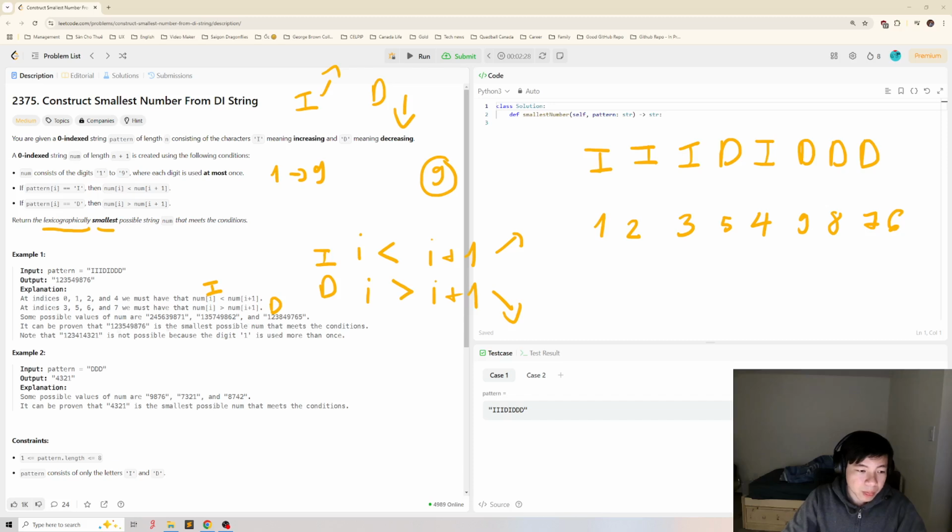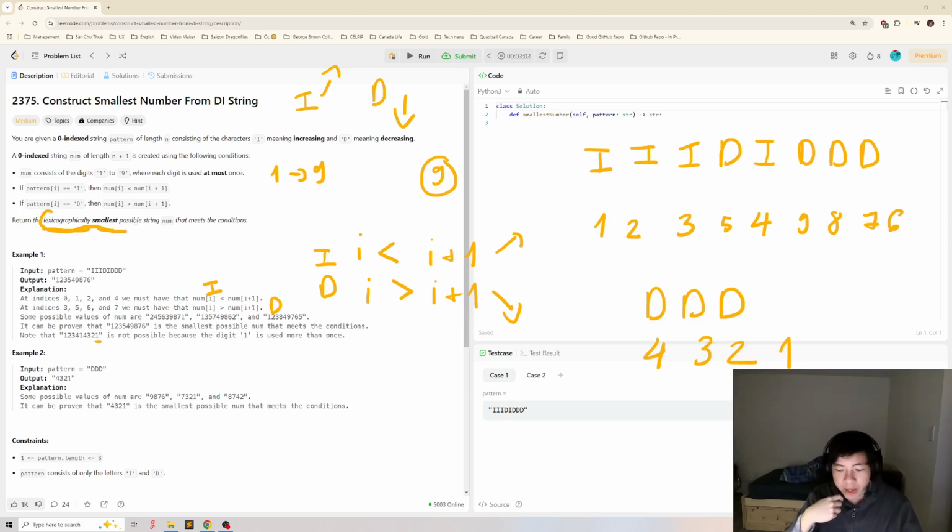Oh, it's not possible, because this is using more than one. So the next one is D, D, D. The output is 4, 3, 2, and 1. So it's still the lexicographically smallest possible.